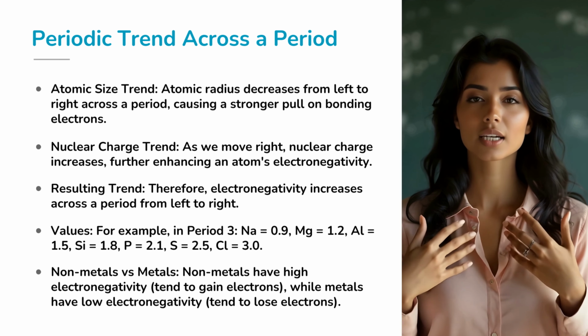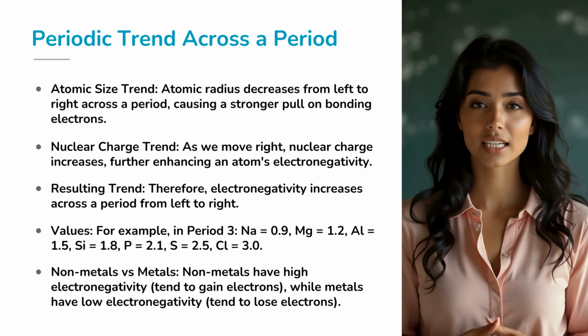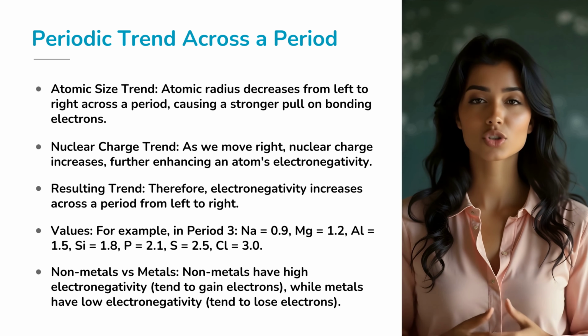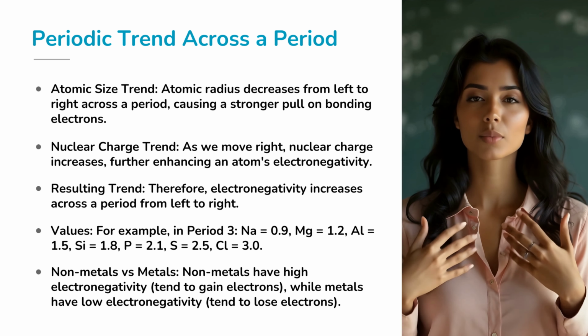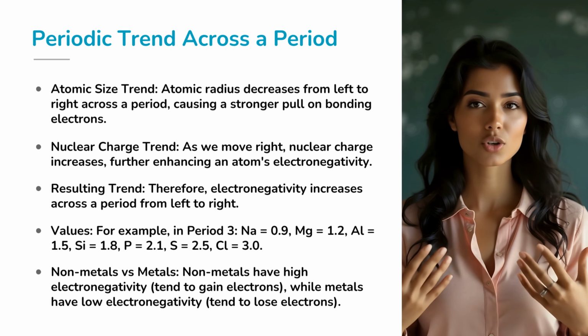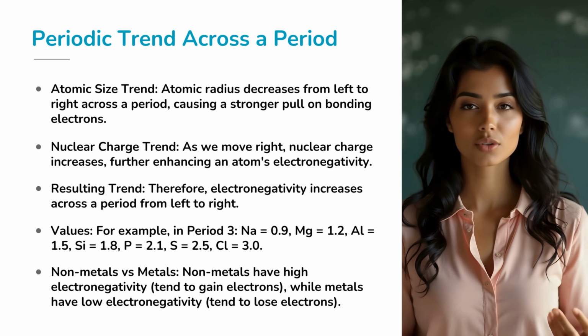right have higher electronegativity and tend to gain electrons. In short, electronegativity increases across a period from left to right. So, the rightmost nonmetals are the true electron lovers of the periodic table.